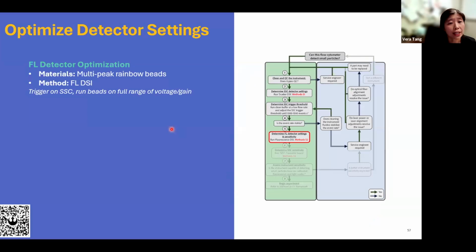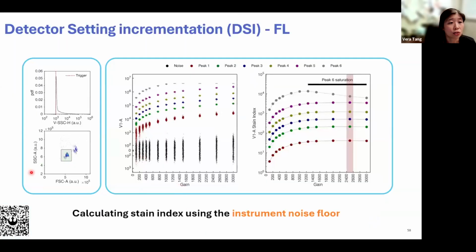All right, so the next part in our workflow is to look at detector optimization on the fluorescence. And again, we rely on reference materials for this. We use multi-peak rainbow beads. Those of you in the audience who run cores or similar tasks will be familiar with these beads. There's multiple different peaks, intensities. This is just data of what that looks like. We again go through that gaintration. I think more people have probably done fluorescence gaintration or voltration than the scatter, but the technique is the same.